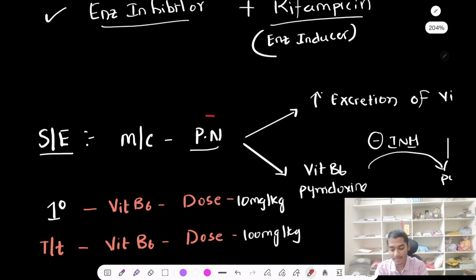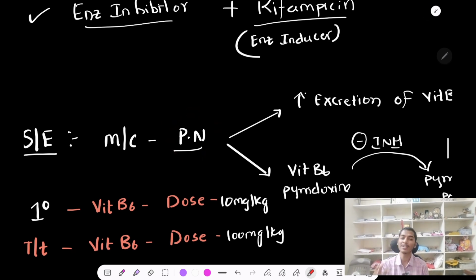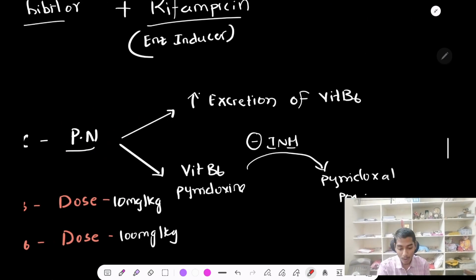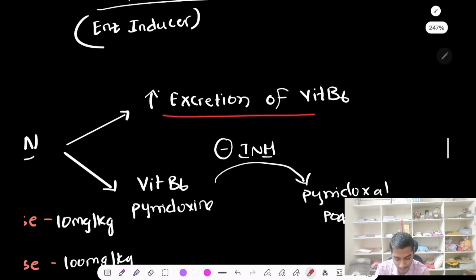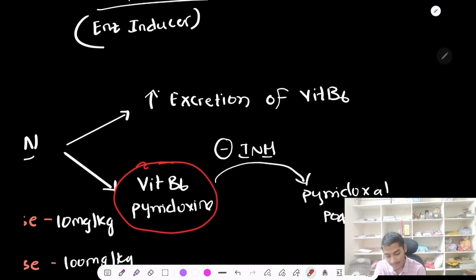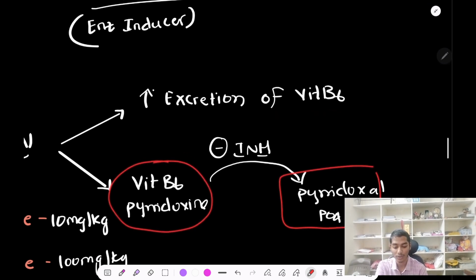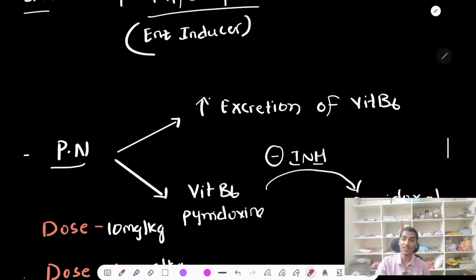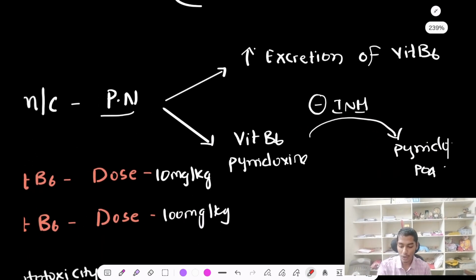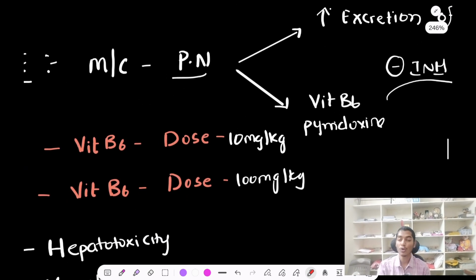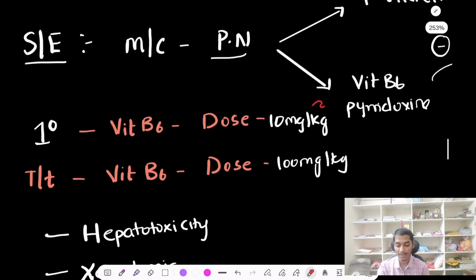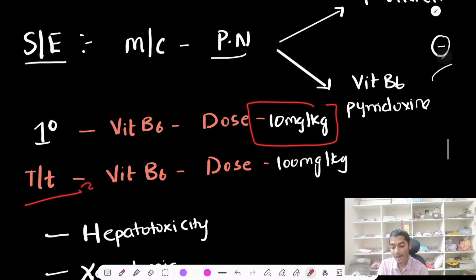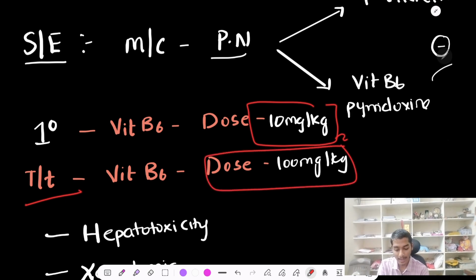And then side effects, you all know the peripheral neuropathy. So what is the reason for this peripheral neuropathy? One is that it increases the excretion of vitamin B6, and it prevents the conversion of vitamin B6 into the active form, that is pyridoxal phosphate. It is inhibited by isoniazid. So these two are the reasons for the peripheral neuropathy caused by isoniazid. Vitamin B6 for prophylaxis we will give 10 milligrams per kg. For treatment we will give 100 milligrams per kg.